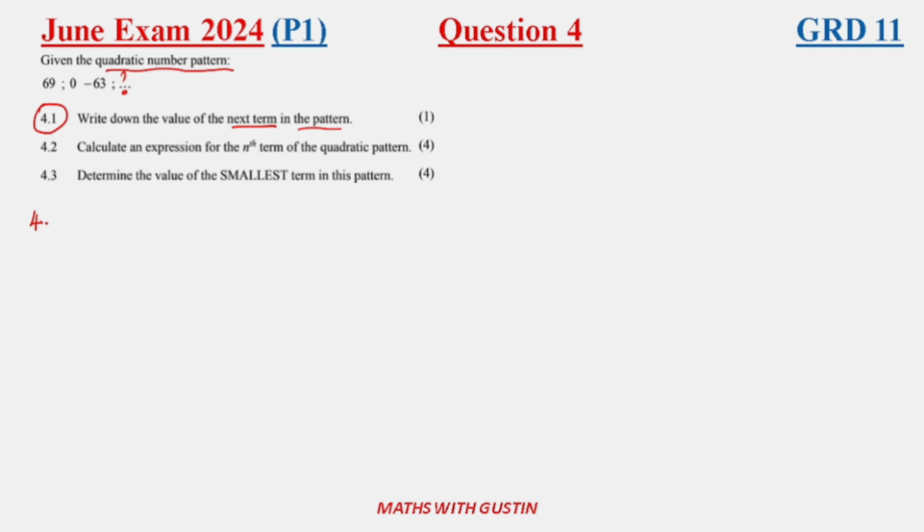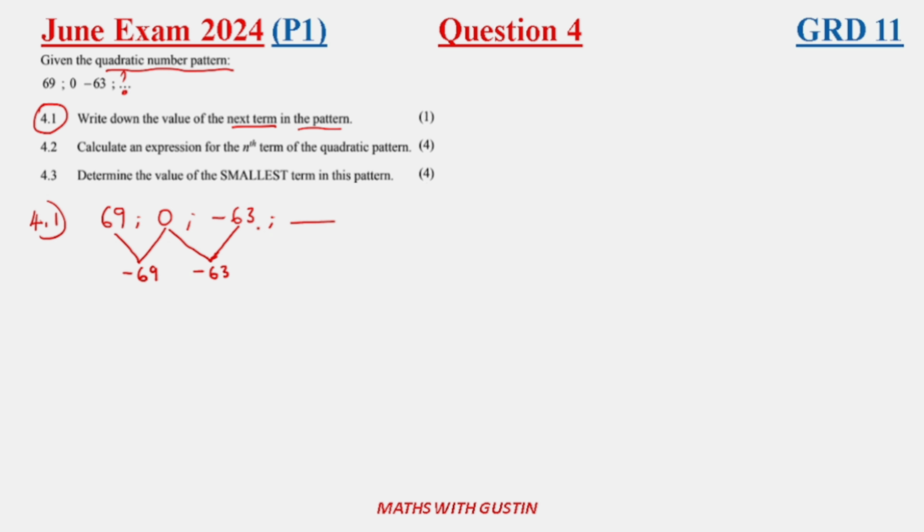So let's come here, 4.1. We've got 6, 9, then we've got 0, then we've got negative 63. They want us to find this term. First thing first, we say T2 minus T1 should give us a term here. So it's going to be 0 minus 69, which is negative 69. And then 0 minus 63 is going to be negative 63.